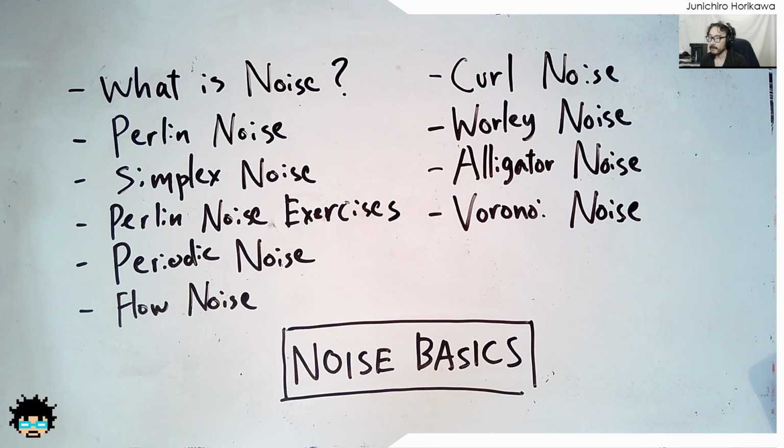This is Junichi Horikawa, and this is the 19th episode for VEX for Algorithmic Design. And the topic for this episode is about the basics of noise.